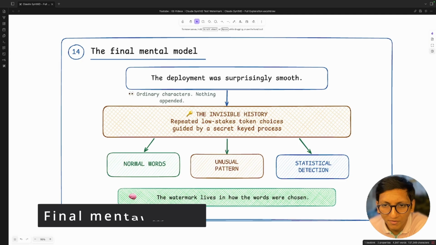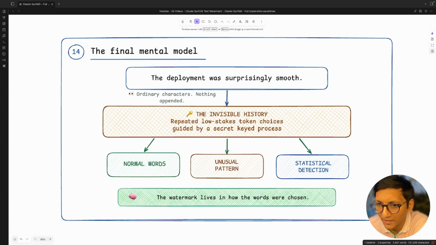So in a nutshell, what we have seen so far for the Claude watermark: for a simple sentence, the deployment was surprisingly smooth. There are no unusual characters, nothing has been appended, no invisible artifacts, just repeated token choices guided by a secret key. These are all normal words with no unusual patterns, and a statistical detection API is also coming. So the watermark lives in how the words are chosen.